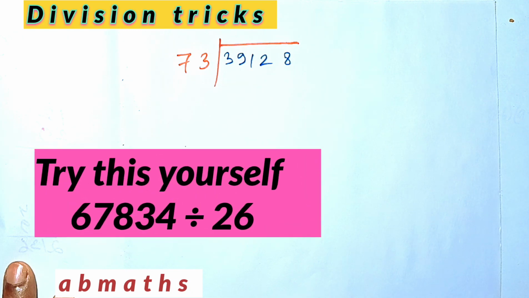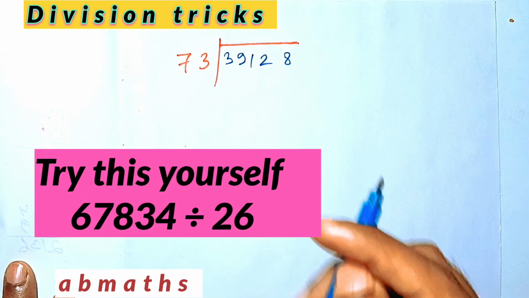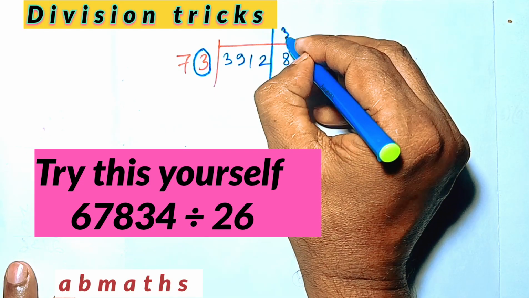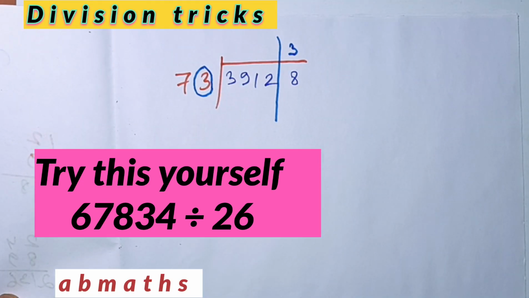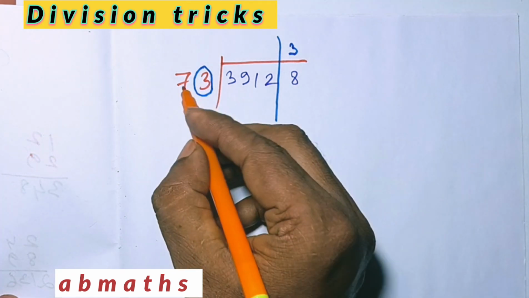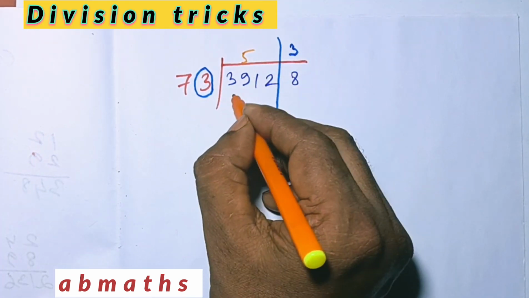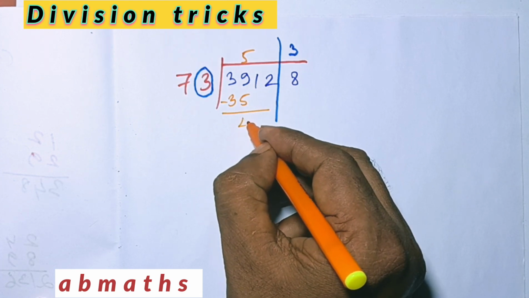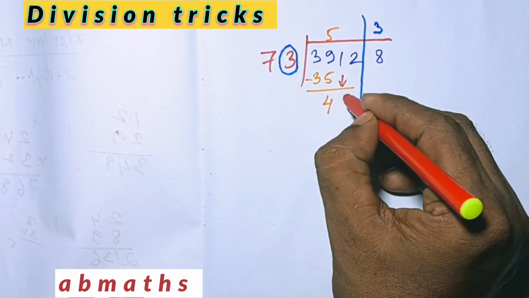Let's take another example to divide 39128. We'll divide it by 73 in a very simple way. We can circle out this 3 and write it here 3. Now let us divide with 7. So 7 5 is 35. After subtraction, we get here 4 and 1.